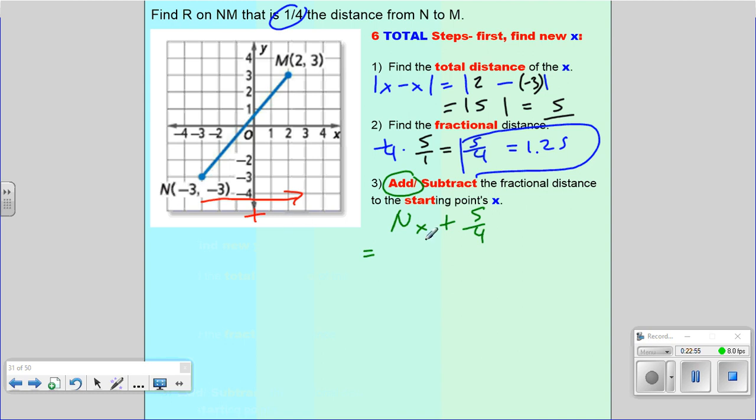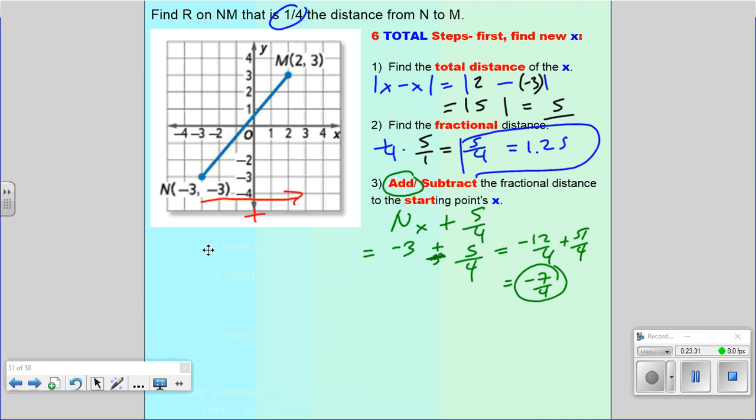So our starting x value is -3. And we're going to add, sorry, don't ignore that line under there. We're going to add 5/4. So again, we got to have a common denominator. So this becomes -12/4. And then -12 plus 5 is -7/4. So that's our new x value. Keep that in mind. So now we have our new x.